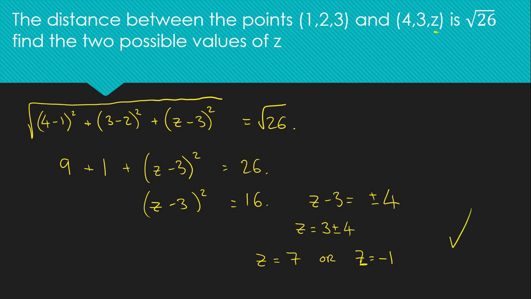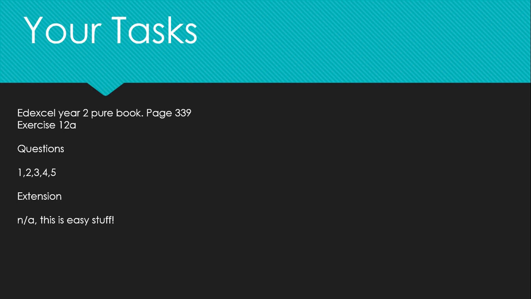This is a nice start to a chapter, and to be fair, the vectors chapter isn't too difficult. So your tasks are on the Edexcel Year 2 book, page 339, exercise 12a. I want you to just do all of the questions, 1, 2, 3, 4 and 5. There's no extension in this because it's just really, really simple. It shouldn't take you more than about 20 minutes or so.